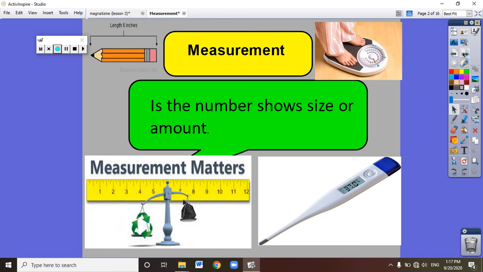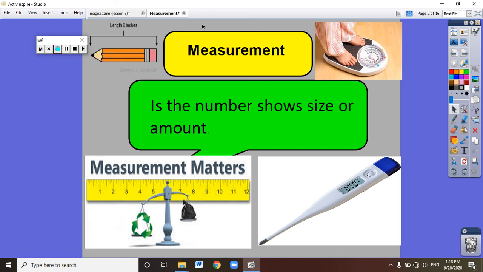What is the meaning of measurement? If you have a pencil and you want to know the length, you will get the ruler and measure the length of the pencil. It will be 6 centimeters. You want to measure the mass of your body. You will get a scale and measure the mass of your body. It will be 50 kilograms.